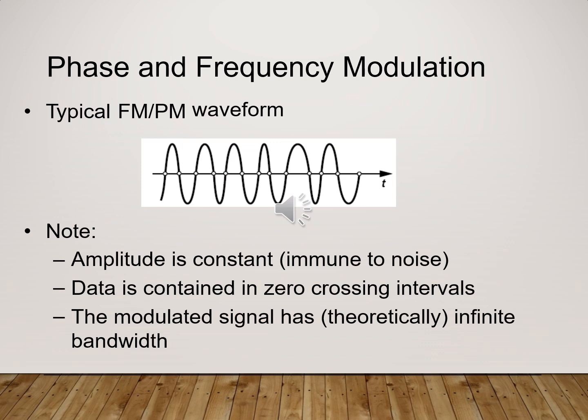Typical FM and phase modulation waveforms are represented in this slide. Note that the amplitude is constant, so it's more immune to noise than AM. Data is contained in zero crossing intervals. The modulated signal has theoretically infinite bandwidth.